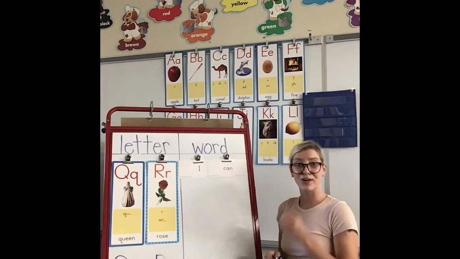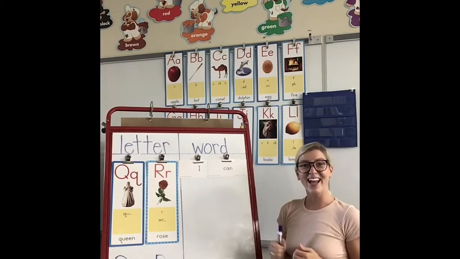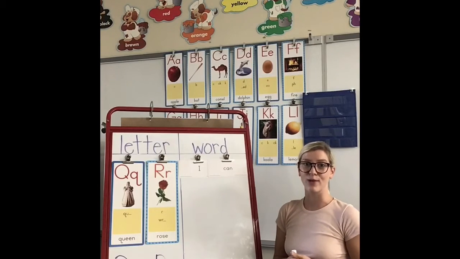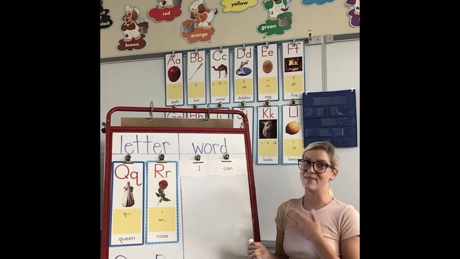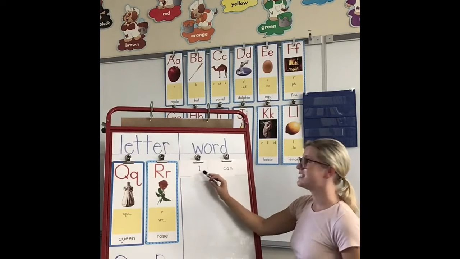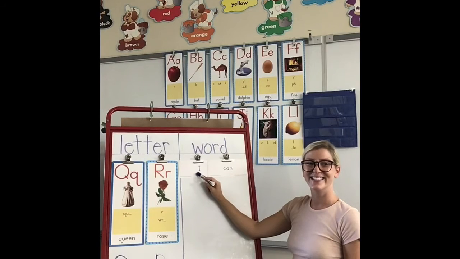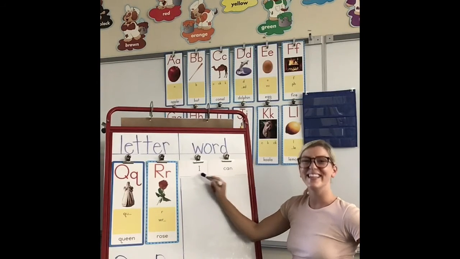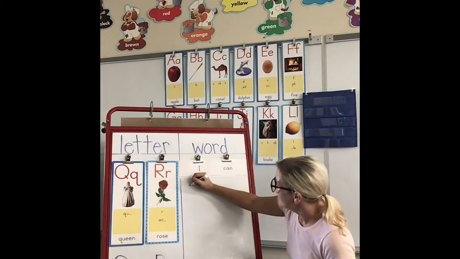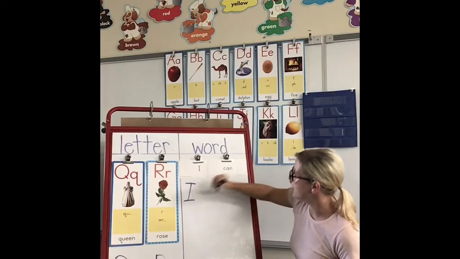Now let's study our words for today. I and can. We're still practicing I and can so that we can use them in our writing and we can read them super fast. We'll be able to read them by heart. Let's say the word I. Let's spell the word I. And let's write the word. I is a line down, across, across.